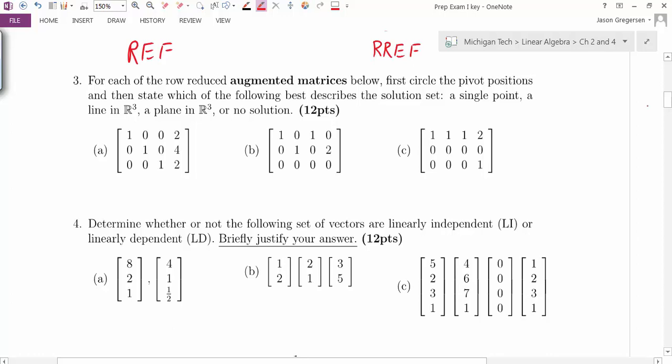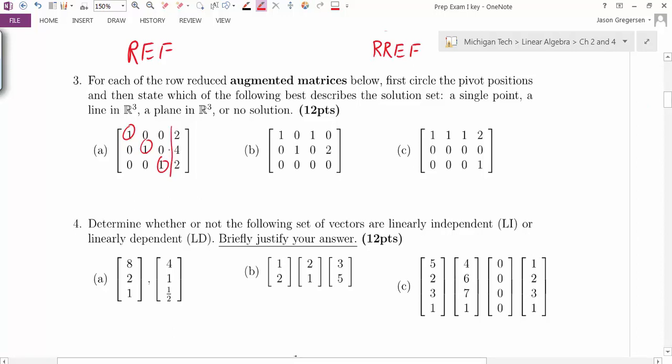Question 3 says for each of the row-reduced augmented matrices below, first circle the pivot positions and then state which of the following best describes a solution set. Is it a single point, a line in R3, a plane in R3, or no solution? So the nice thing about this problem is that these are all already RREF, or almost RREF matrices. So for instance, this first one, I see my 3 pivot positions of my augmented matrix.